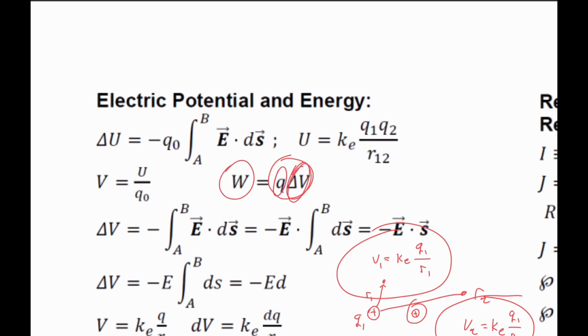If you have delta V and the charge, you can plug delta V into here and the charge, and you can find the potential energy of those two charges. It is actually given to you here as well.